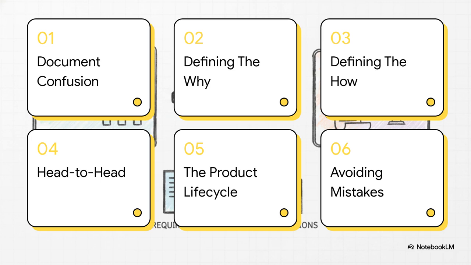So here is our roadmap for today's explainer. First, we'll look at the great document confusion. Then, we'll define the why with the BRD and the how with the PRD. After that, we'll put them head-to-head, map out how to survive the product lifecycle, and finally wrap up with avoiding some really common documentation mistakes.